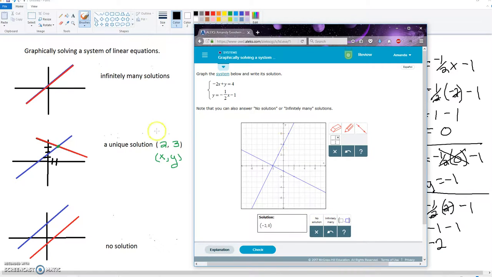Now, of course, if these were lines that stacked on top of each other, you do need to draw both of them. And then you would select which solution. So if they stacked on top of each other, it would be infinitely many. If they didn't touch at all, it would be no solution.